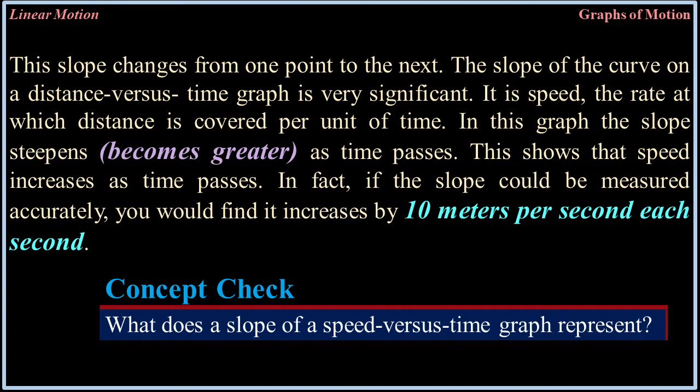The slope of the curve on the distance versus time graph is very significant. It is speed, the rate at which distance is covered per unit time. In this graph, the slope steepens, becomes greater as time passes. This shows that speed increases as time passes. In fact, if the slope could be measured accurately, you would find it increases by 10 meters per second each second. Concept check. What does the slope of a speed versus time graph represent?